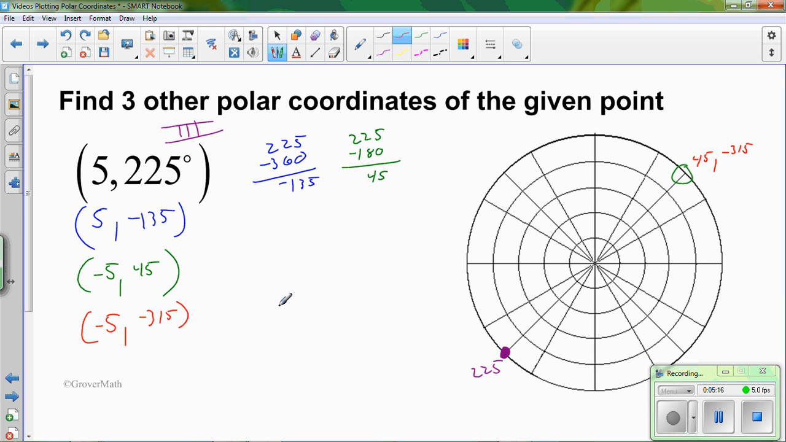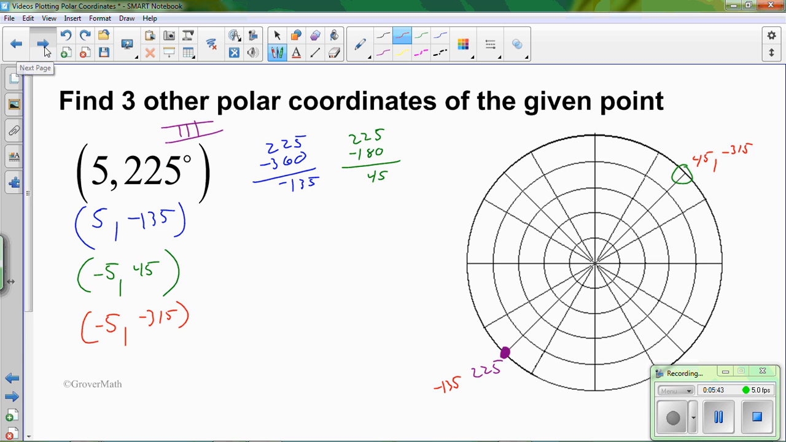Negative 315. And what you end up realizing is that you'll end up with a positive or negative version of a quadrant reference angle set, like 45, 135, 225, 315. Those are all the references of 45 in the various quadrants. I have two of them as positive and two of them as negative. Because this line 45 is also negative 315, and this line over here of 225 is also negative 135.